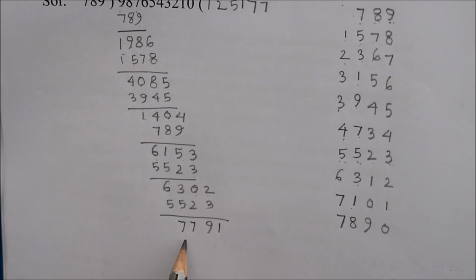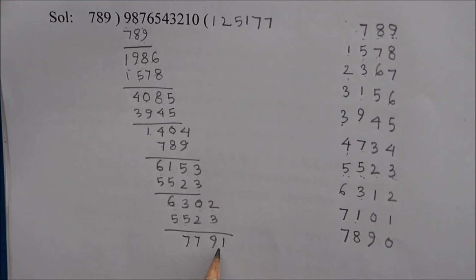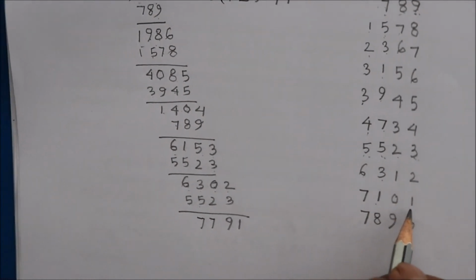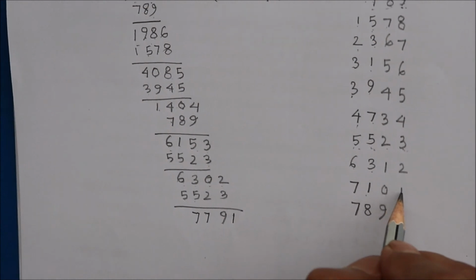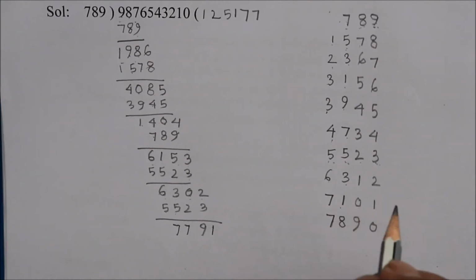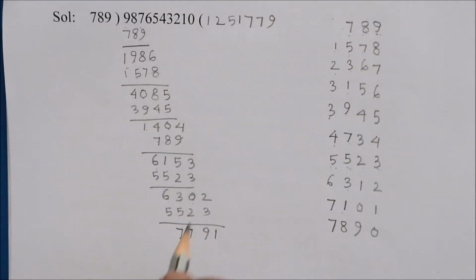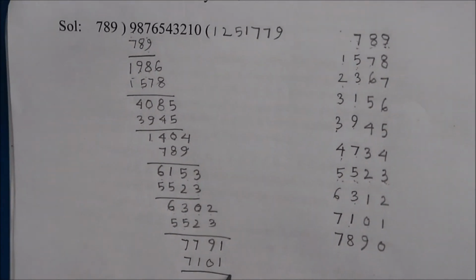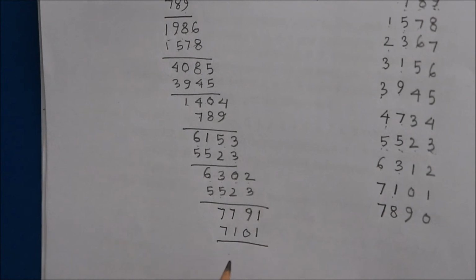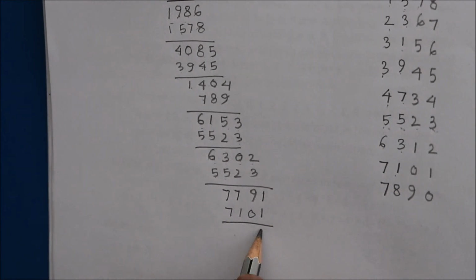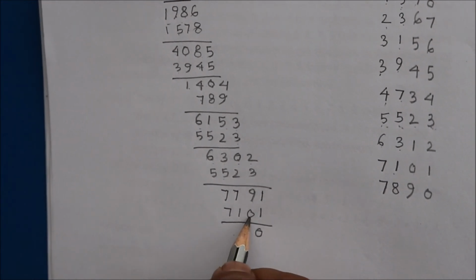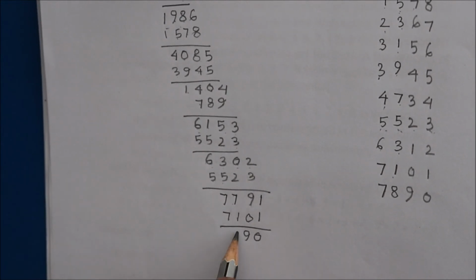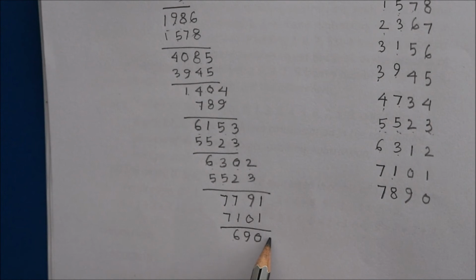The nearest multiple less than 791 is 7101, which is the ninth multiple. You write 9 here, and you write 7101. 1 minus 1, 1. 1 minus 1, 0. 9 minus 0, 9. 7 minus 1, 6. Bring down the next digit 0.